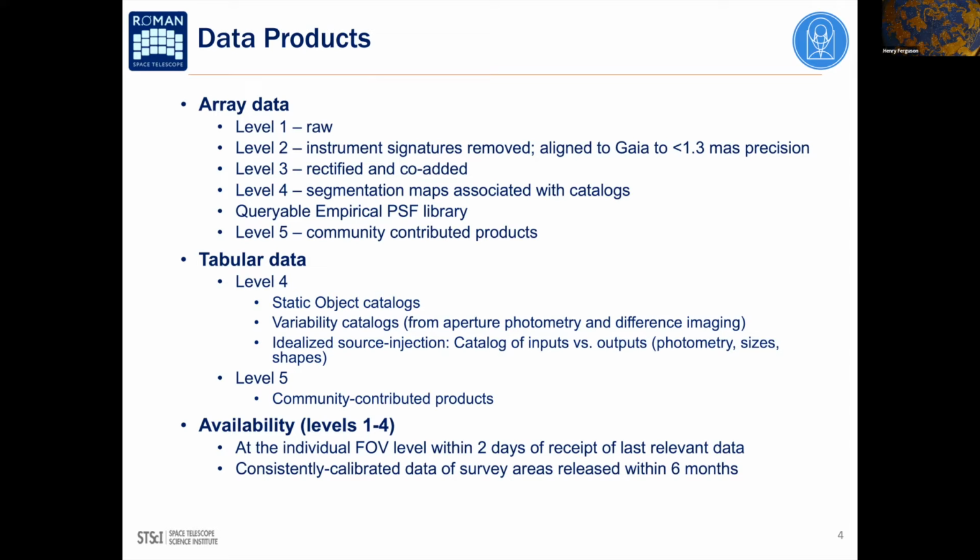Level 4 is basically catalogs and associated metadata. There will be a queryable empirical point spread function library. And level 5 data is data produced by the community and contributed back and available through the archive. So we expect at level 4 there'd be these static object catalogs and variability catalogs, and I will focus on the variability catalogs.